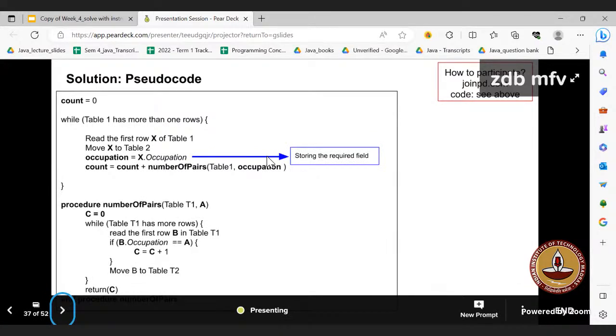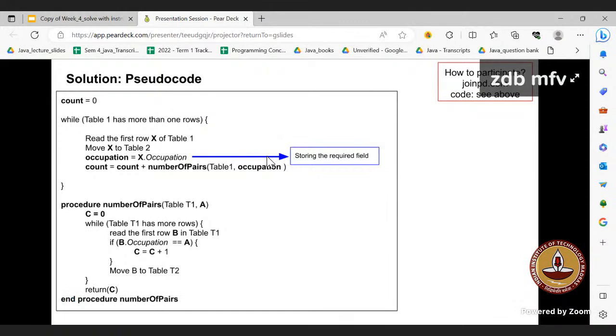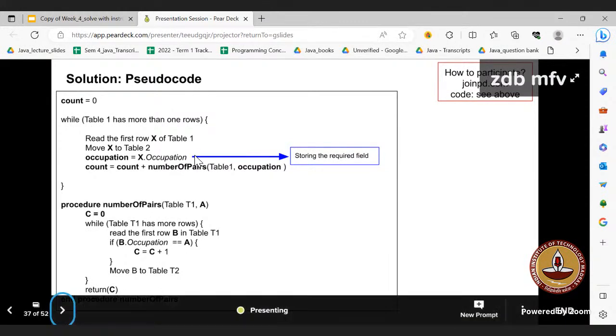Ma'am, what is the difference between pseudocode and procedure? A procedure is a method. Whatever method we are writing here, number of pairs is a procedure, so it returns something. Pseudocode is nothing but the entire thing. Whatever you are writing, that entire thing is called pseudocode. A procedure does a specific task. Here number of pairs will count the number of pairs and return some value. So a procedure has a name and also a format. You will say procedure number of pairs, and end the number of pairs procedure.